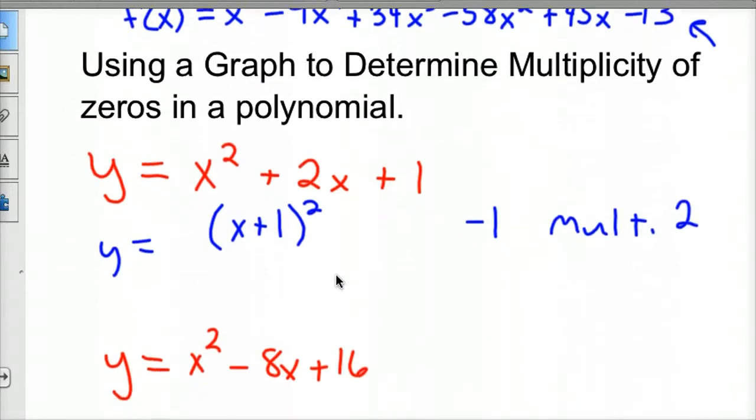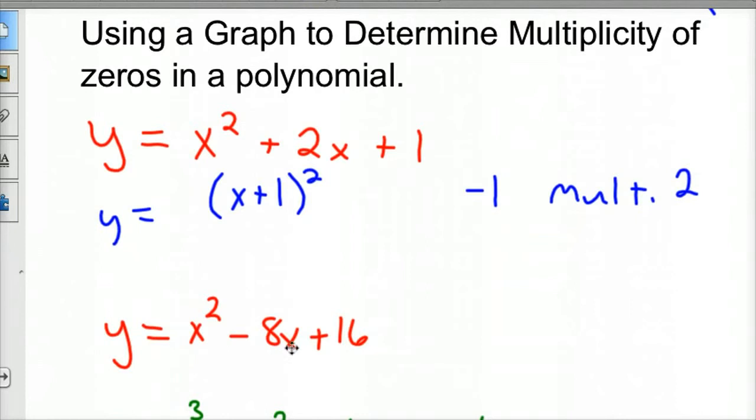So here's another one. x squared minus 8x plus 16. That would also have multiplicity 2, and it'd be (x - 4) squared. So just to kind of show that, (x - 4) squared, if we type that in, again I factored it, and if you go ahead and FOIL out (x - 4) times (x - 4), you get that x squared minus 8x plus 16.